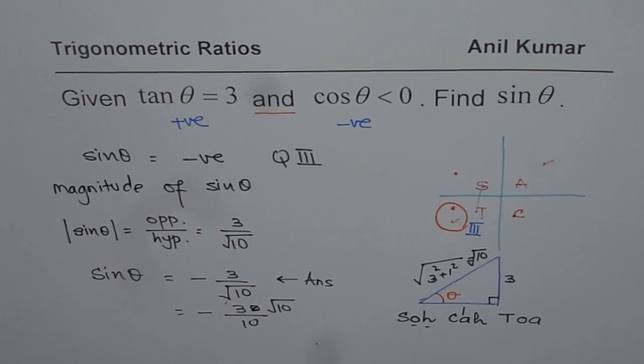Use CAST rule to find the sign and SOHCAHTOA to solve the right triangle.